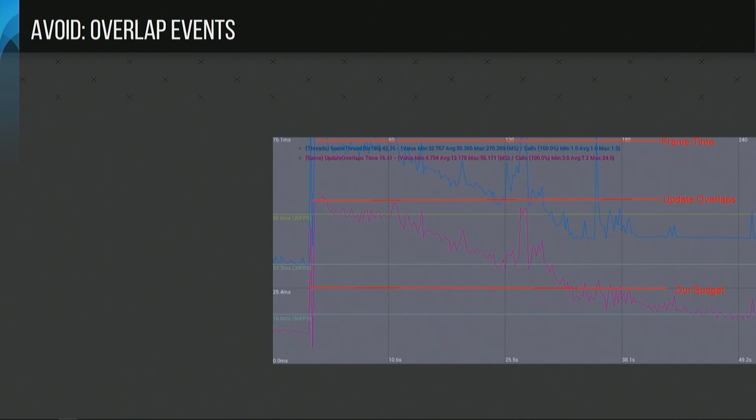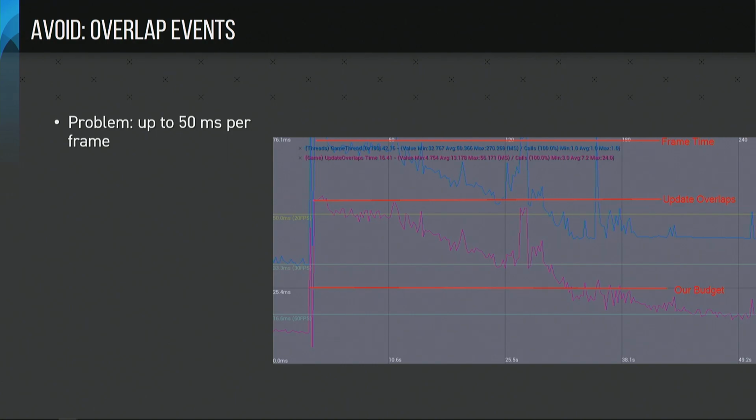So here you see a screenshot from the documentation we had for the project, and the lower red line is, in this case, the budget for the frame. This was a 30 FPS target. And then the red line in the middle is overlap events alone. So our problem was that overlap events would take up to 50 milliseconds per frame.